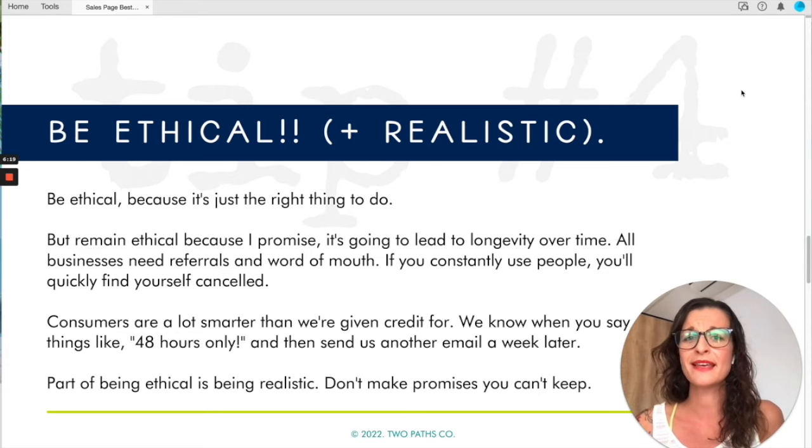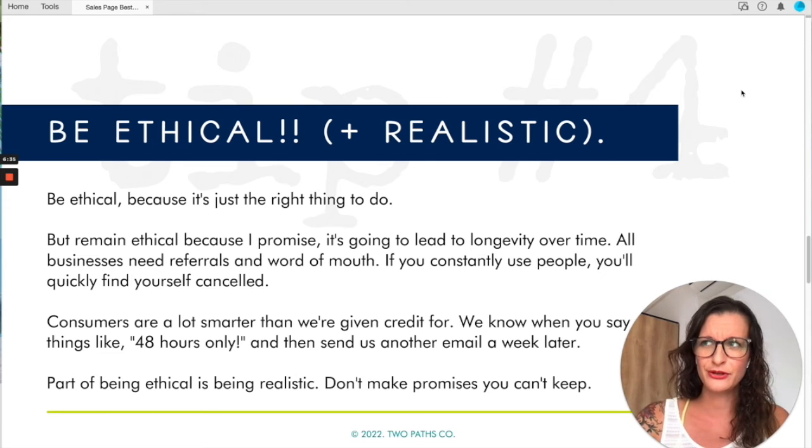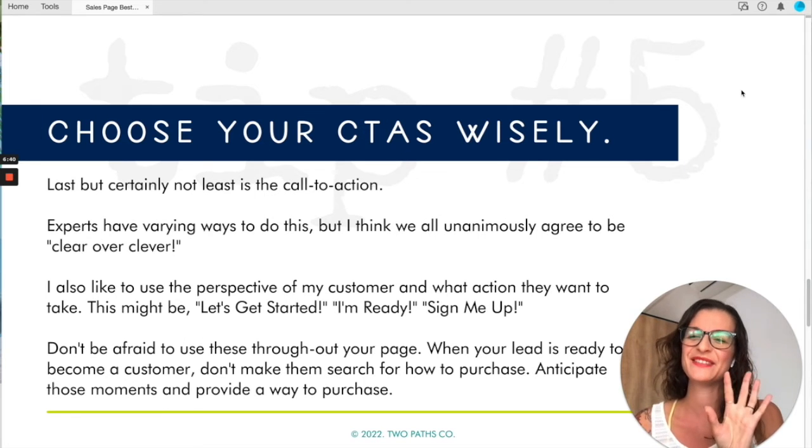Don't promise them that they're going to be able to build a rocket ship and go to the moon if you're literally only teaching them how to do something within their hands. You know what I mean? Keep it realistic, because when you make these huge promises, you're going to end up having people who are dissatisfied with your product. And what are they going to do? Not refer you. Okay. Tip number 5, the last one for today, is to choose your CTAs wisely.